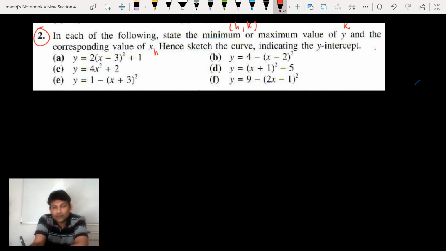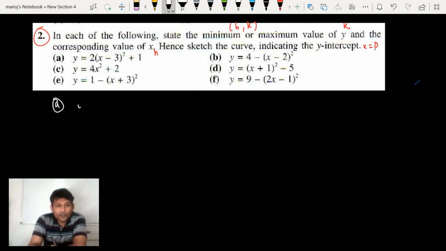Y-intercept means x equals 0. And if you have not seen how we can draw the quadratic sketch, please go through my same video. You can see how we can draw the quadratic sketch, what are the minimum steps to draw a quadratic sketch. Okay, we are doing the first part A.